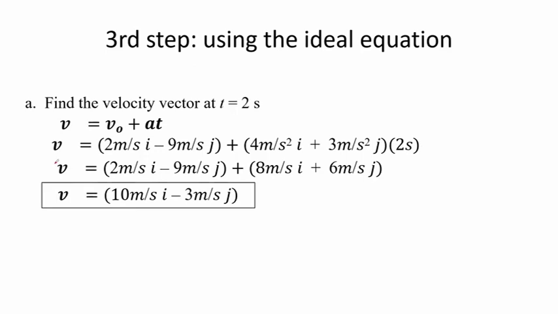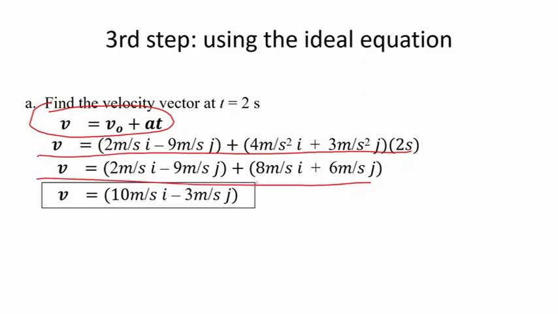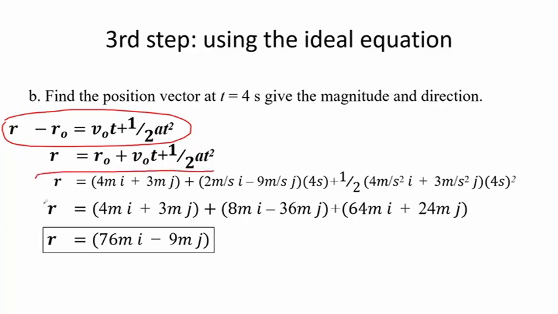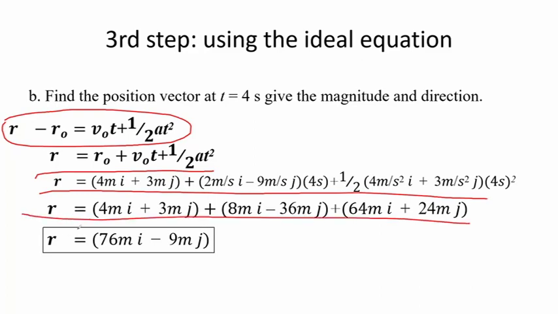Using the first equation and substituting the known values, we obtain that the velocity vector at time t equals 2 seconds is 10 meters per second i hat minus 3 meters per second j hat. For the second problem, we substitute the known values and obtain the position vector at time t equals 4 seconds. Here we get that it is equal to 76 meters i hat minus 9 meters j hat. Do not forget to write your solution clearly and box your final answers.